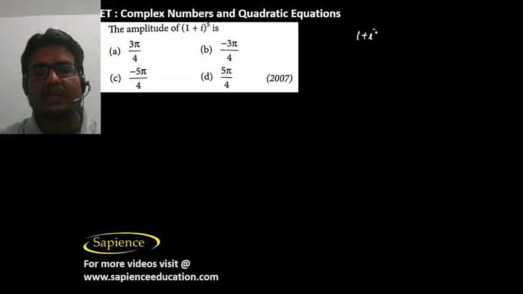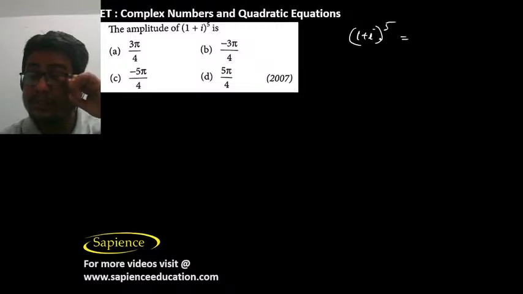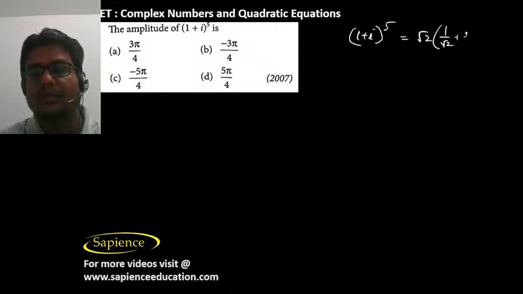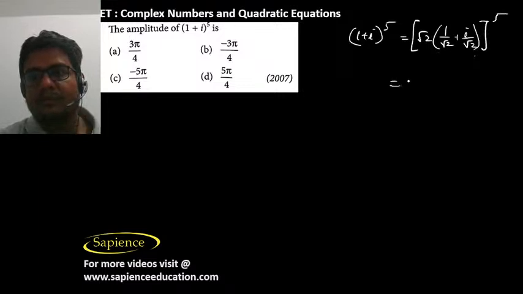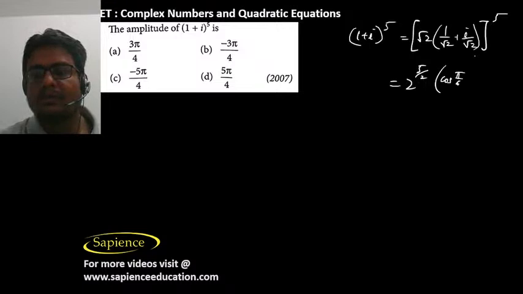Then we have to find the amplitude of this, (1 plus i) whole power 5. From here, we can take root 2 as common. Then this will be root 2 into (1 by root 2 plus i by root 2) whole power 5. So this will be 2 power 5 by 2 into (cos pi by 4 plus i sin pi by 4) whole power 5. So this will be 2 power 5 by 2 into (e power i pi by 4) whole power 5.